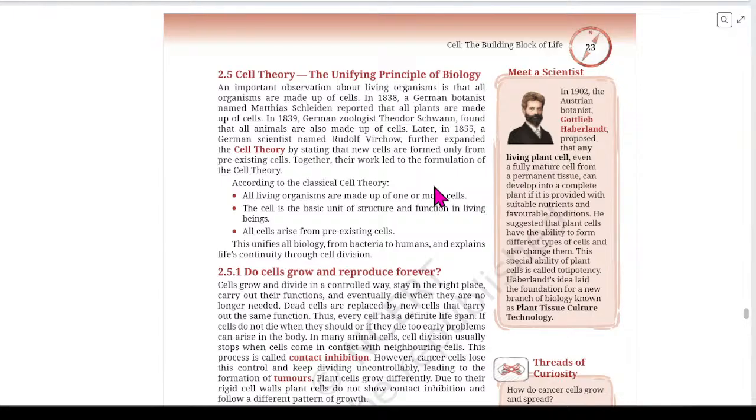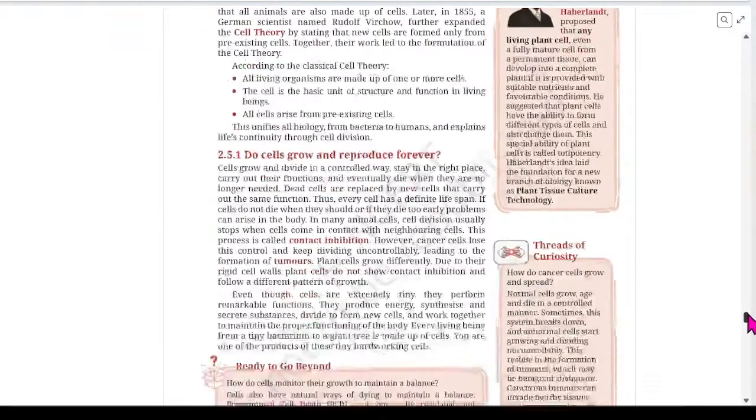The first point is, all living organisms are made up of one or more cells, and the cell is the basic unit of structure and function in living beings. All cells arise from pre-existing cells. This unifies all biology from bacteria to humans and explains life continuity through cell division.